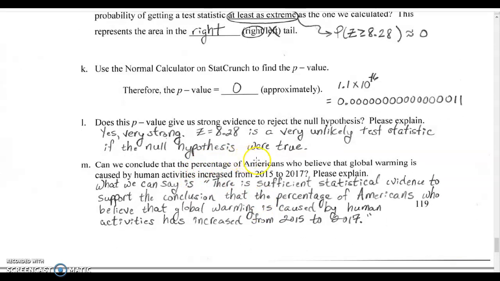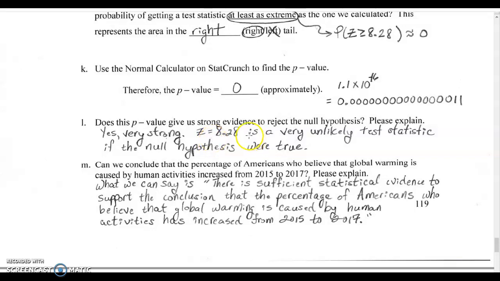So can we conclude that the percentage of Americans who believe that global warming is caused by human activities increased from 2015 to 2017? Well, let's explain. This is how you should always start to interpret things. There is sufficient statistical evidence. Sufficient is just a fancy word for there is enough. There is sufficient statistical evidence to support the conclusion that the percentage of Americans who believe that global warming is caused by human activities has increased from 2015 to 2017. In other words, there is sufficient statistical evidence to support HA, the alternative hypothesis.